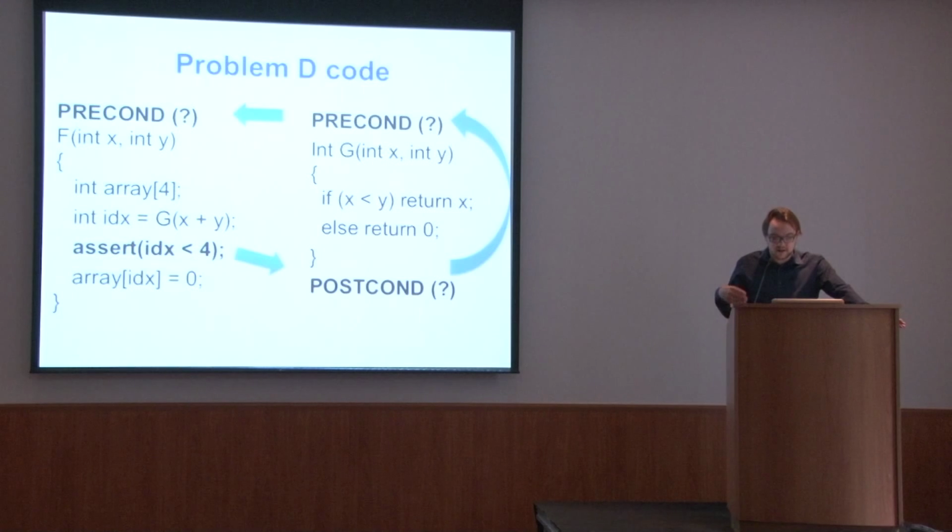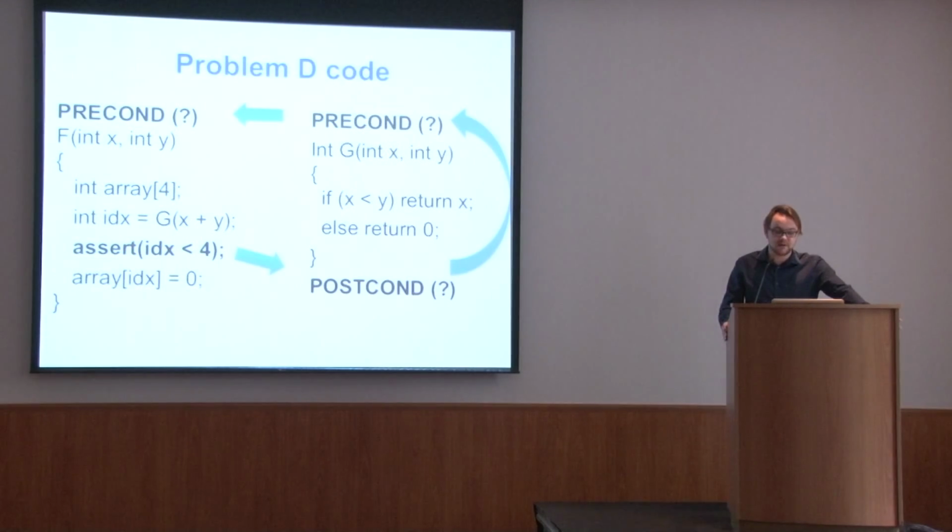People can do this forward with very simple templates for pre and postconditions, but doing it for any assertion is a big problem. So backward inference, that's another problem.